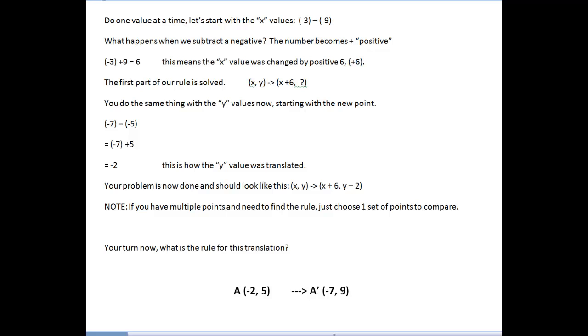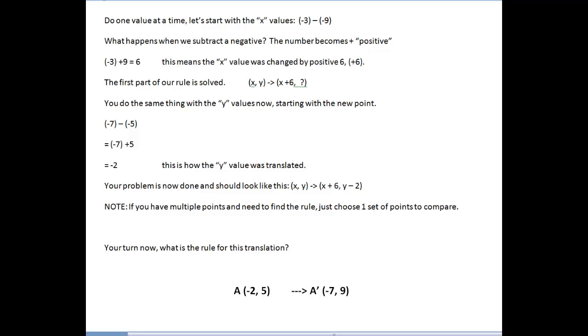We do one value at a time. Let's start with the x value. We're going to subtract x from x. Negative 3 minus negative 9. What happens when we subtract a negative? The number becomes a positive. Negative 3 plus 9 equals 6. This means the x value was changed by positive 6. So the first part of our rule is solved. The x becomes x plus 6.